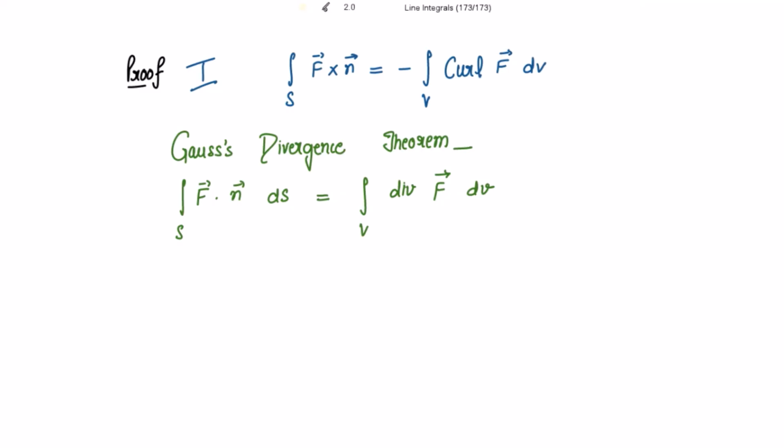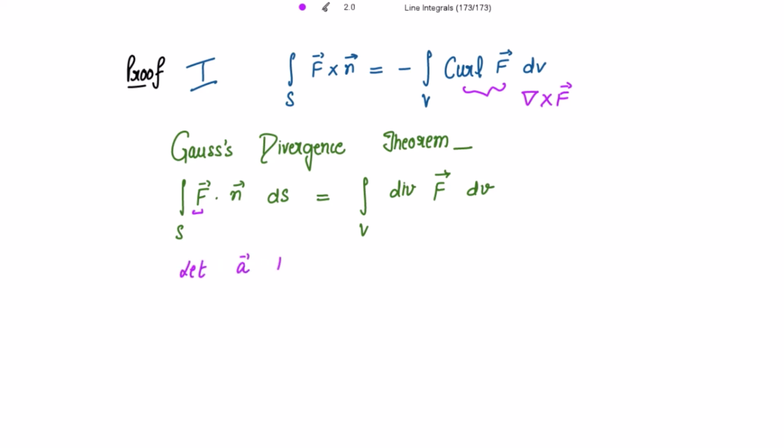First, we need to prove that the surface integral of the cross product of n vector with f vector is equal to the negative of the volume integral of curl of f vector. Curl of f vector means del cross f vector, right? Okay. What is the Gauss Divergence Theorem? The surface integral of the dot product of f vector with n vector is equal to the volume integral of the divergence of this f vector, right?